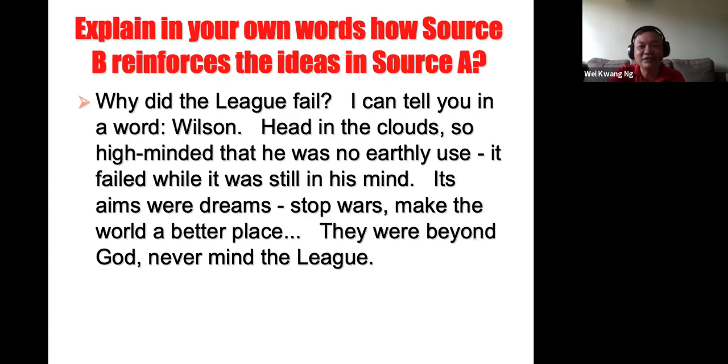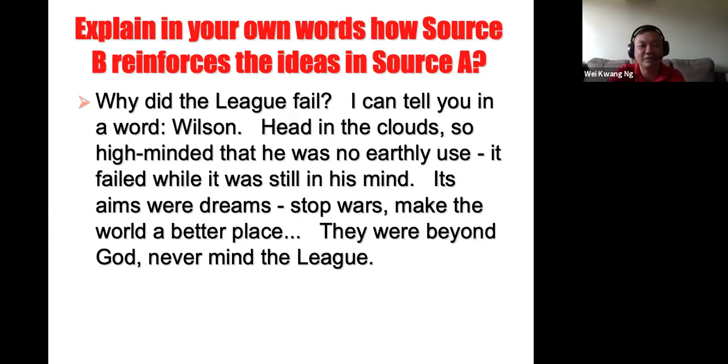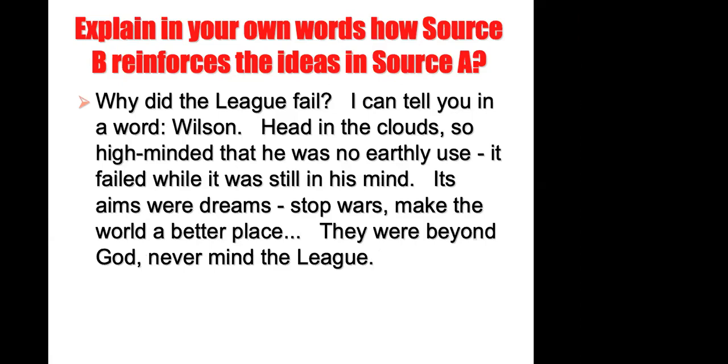And the other thing was that he also mentioned something at the end of it. He says that all those aims were only what? Dreams. They were only dreams. So that means it's something fantasized or imagined. And then he says that the aims were also very far-fetched because they were beyond God. That means even God cannot make it work. How can he make it work? Understand the situation so far? Felice? Okay. So this is what I mean by why did the league fail.